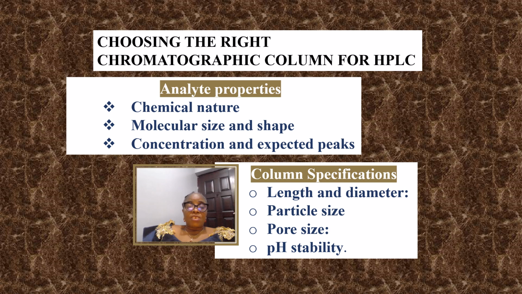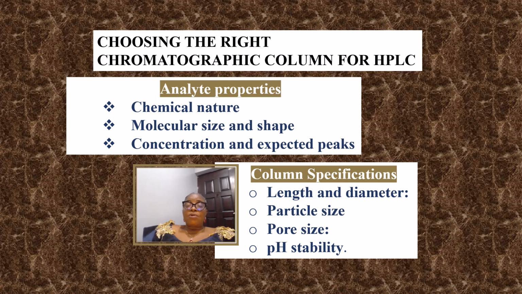We'll consider the molecular size and shape. Larger or irregular shaped molecules require a wider pore size in the stationary phase. We'll also consider the concentration and expected peaks. You consider the amount of your analyte and their peak height. Narrower columns provide better resolution for closely eluting peaks.